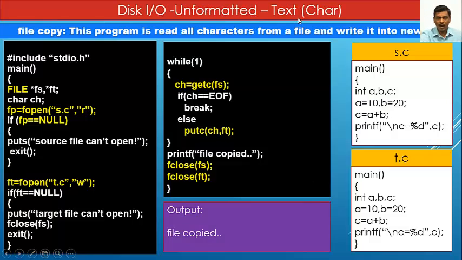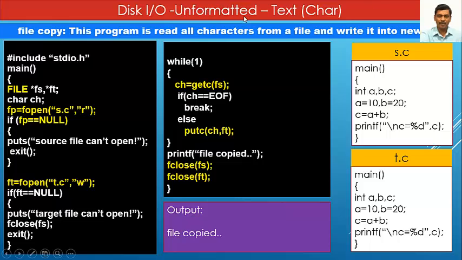Disk IO unformatted text. This is an example program for disk input unformatted. Disk IO has 2 types: one is unformatted, another one is formatted. Unformatted deals only with character and string. Formatted deals with all data types.